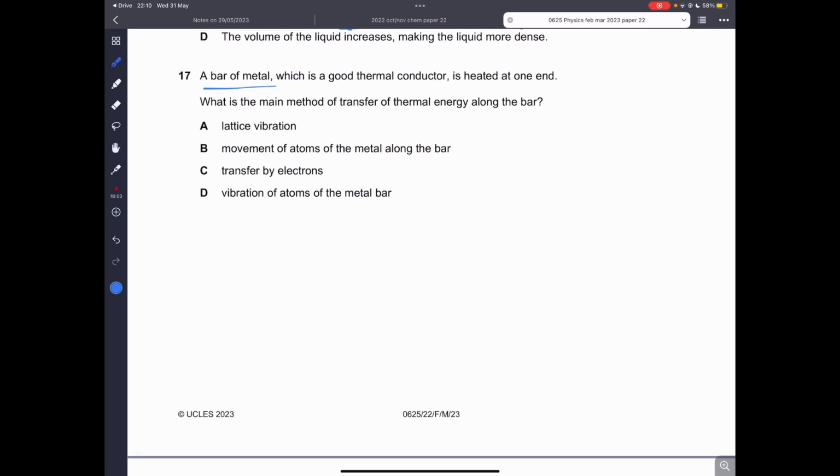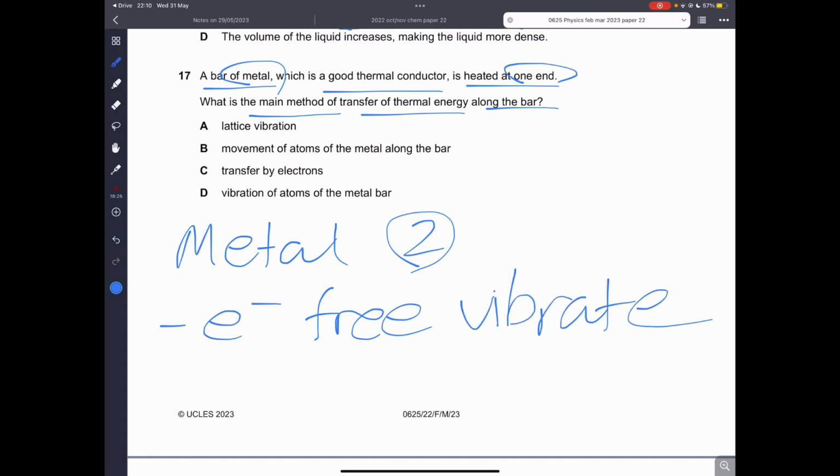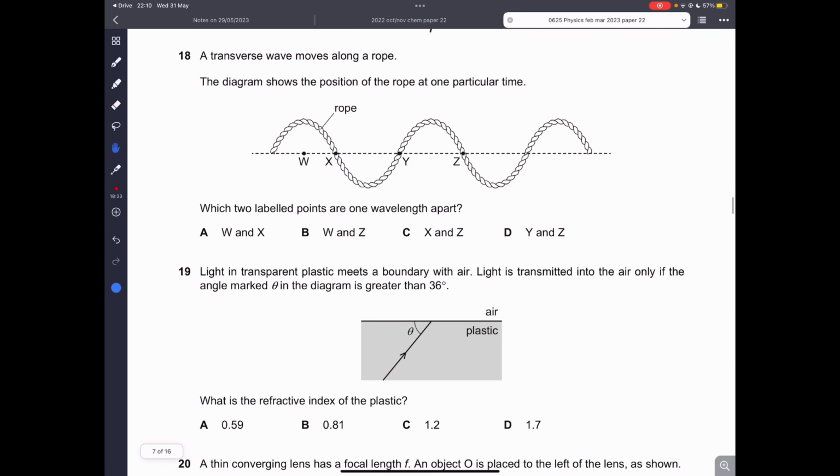17. A bar of metal, which is a good thermal conductor, is heated at one end. What is the main method of transfer of thermal energy along the bar? Well, this is a piece of metal that we are talking about. In metals, they transfer via two methods, but the main one has to be with the electrons. The free-moving electrons transfer and vibrate, and they pass along the energy, and therefore heat is being passed around, and therefore C is the correct answer.